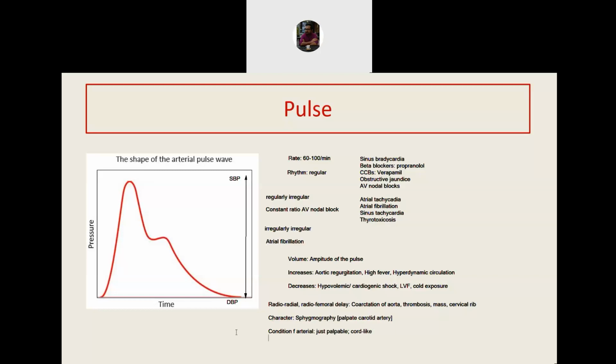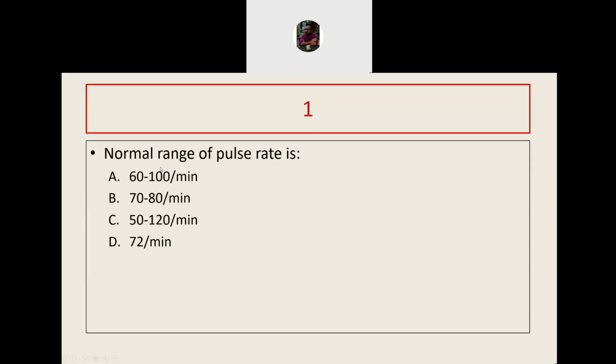So the rate, the rhythm, the volume, the character, delay and condition of the arterial wall. These are the 6 most important points that we must look into while examining the pulse. And it can give us a number of ideas about the cardiovascular system setup. So let us try the questions that we started with.